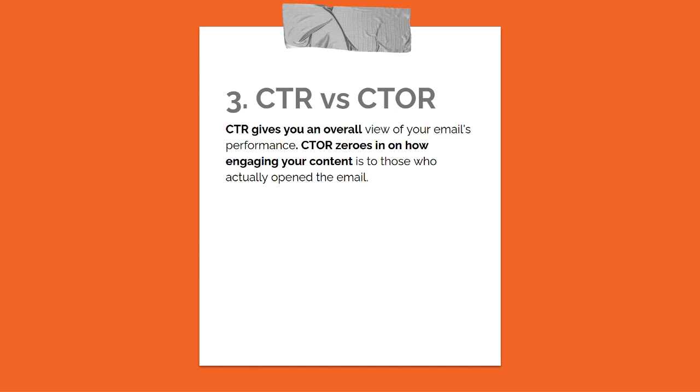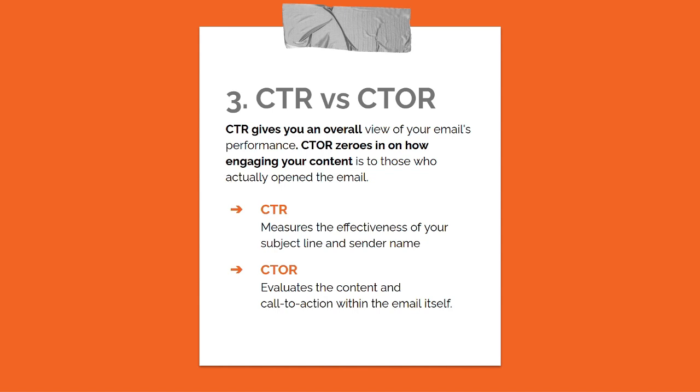So the CTR, the click-through rate, gives you an overall view of your email's performance. In contrast, click-to-open rate, the CTOR, zeroes in on how engaging your content is to those who actually opened the email. So the CTOR is far more specific and far more narrow than the CTR. So think about it this way. The CTR measures the effectiveness of your subject line and your sender name, because those two details combined often lead to a subscriber opening your email.